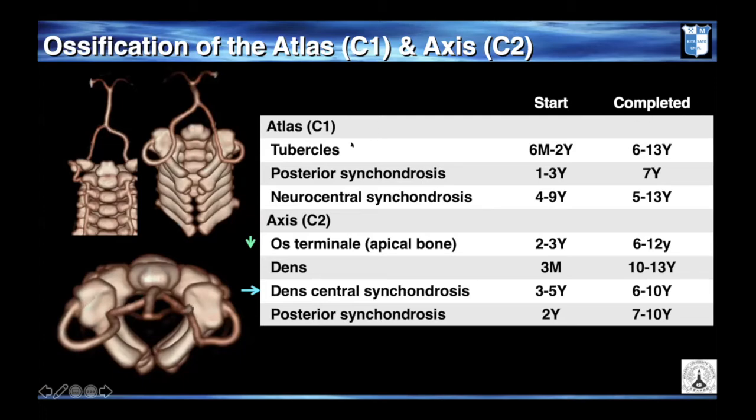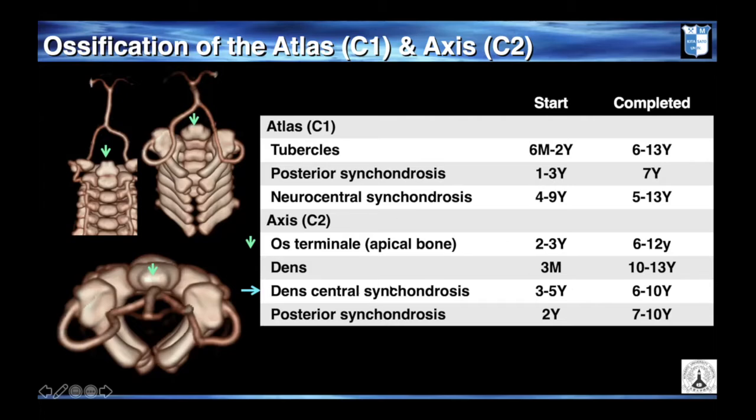And regarding C1, the tuberculum starts ossification at 6 months to 2 years and is completed at 6 to 13 years. And regarding the axis C2, the os odontoideum here starts at 2 to 3 years. It starts ossification at 2 to 3 years and is completed at 6 to 12 years. And in this case, you see that there are two remnants of the ossification center, bilateral ossification centers.